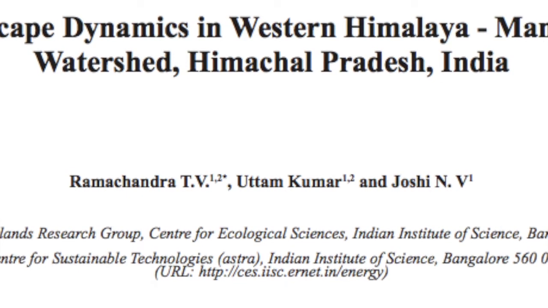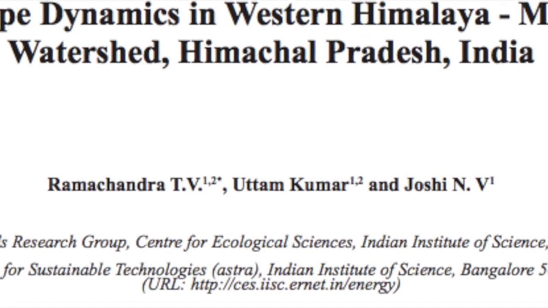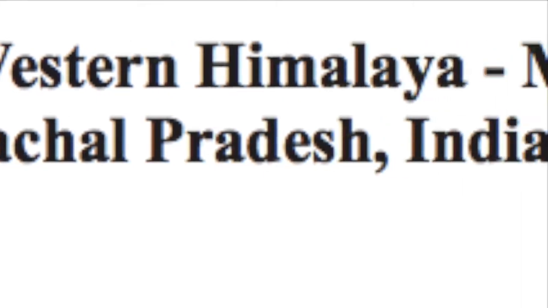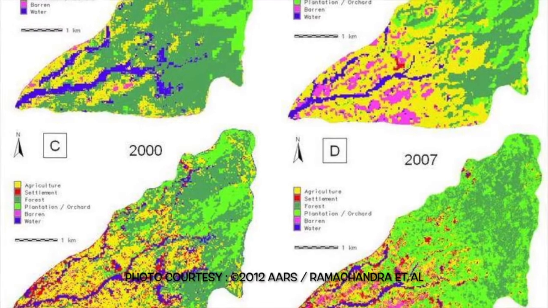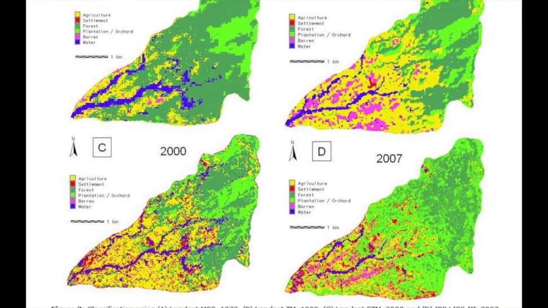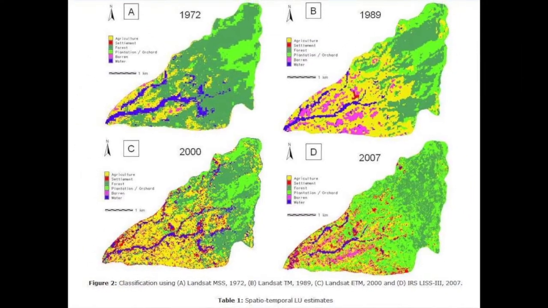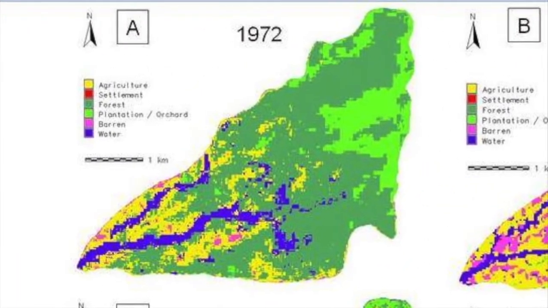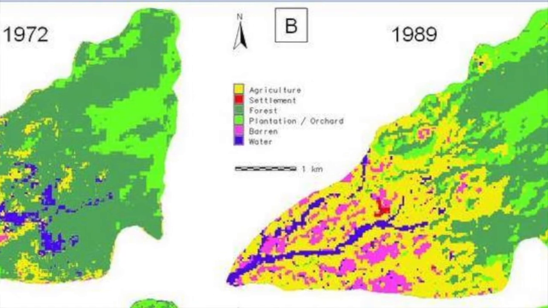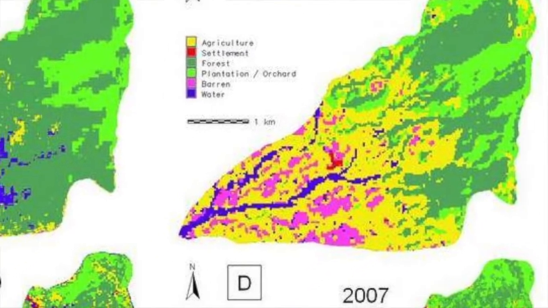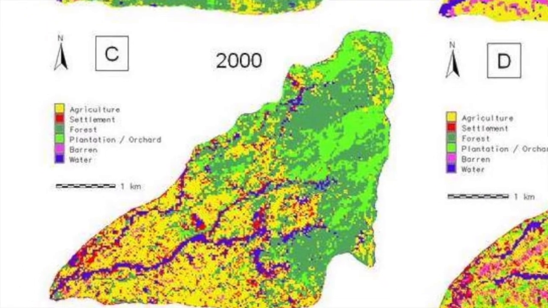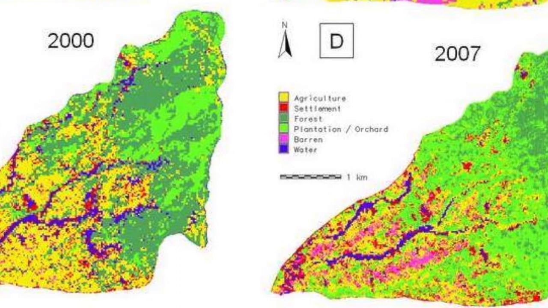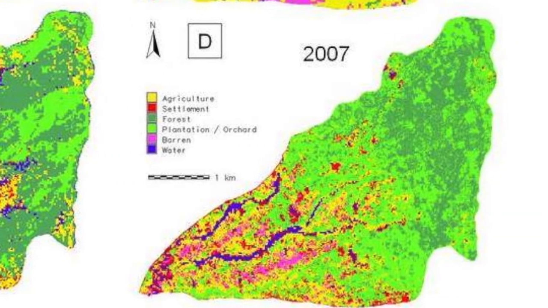A study was done by Ramachandra, Uttam Kumar, and Joshi on the landscape dynamics in Western Himalaya, India. Forest patches have declined from 61 hectares in 1972 to 23 hectares in 2007 with the conversions of forests for agricultural activities, which has increased by 20% from 1972 to 2000. However, the percentage area pertaining to agriculture has decreased to 17% in 2007.